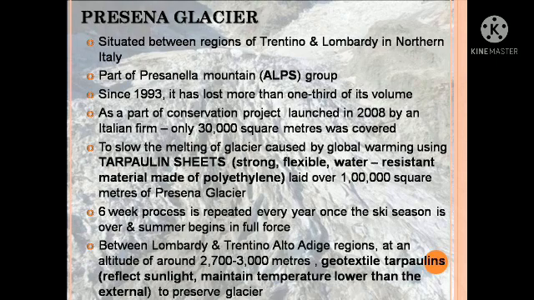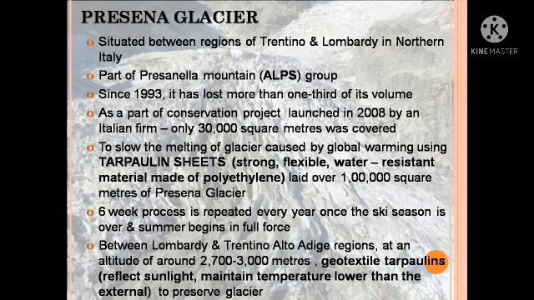So the next one is about Presena Glacier. This is situated between the regions of Trentino and Lombardy in northern Italy. It is a part of the Alps group of mountains, we can say. Since 1993, more than one-third of its volume of snow or glacier has been lost due to global warming. As part of a conservation project launched in 2008 by the Italian firm Carosino, only 30,000 square meters was covered. Then they covered 1 lakh square meters of Presena Glacier with tarpaulin sheets.